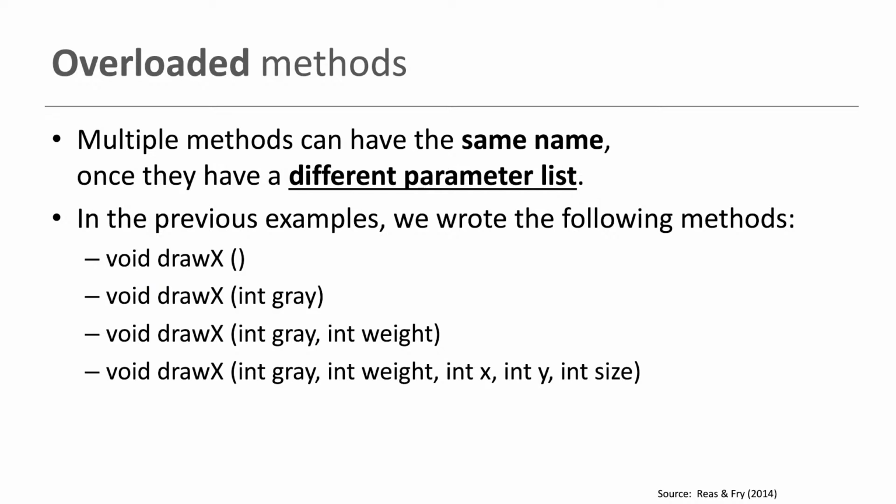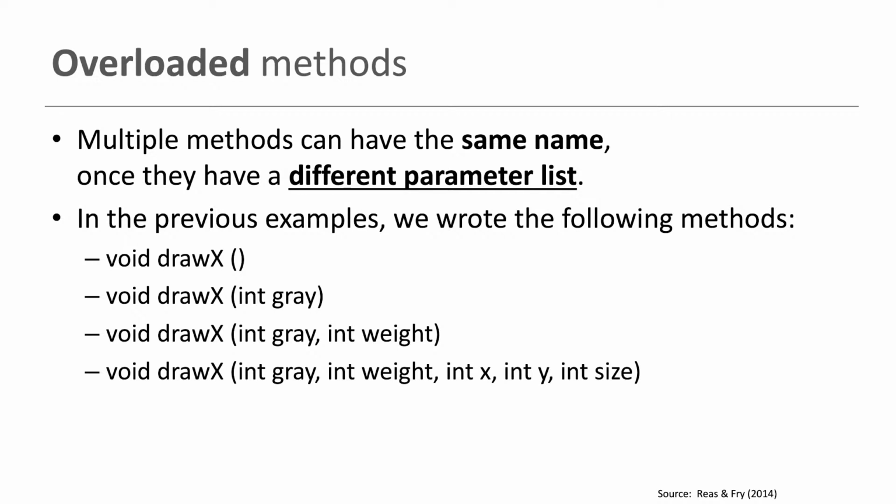So overloaded methods. Multiple methods can have the same name once they have a different parameter list. In earlier examples, we wrote the following methods. So if you're following the draw x example we did, you will have seen that we had draw x with no parameters, draw x with one parameter, draw x with two parameters, and we worked our way up to draw x with 5 different parameters.